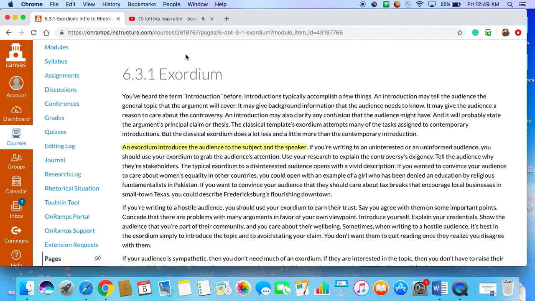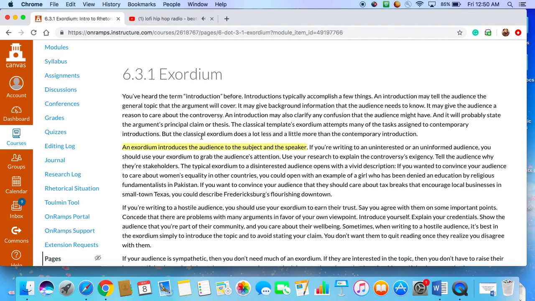Uninformed means they're interested in forming an opinion. They're neither with nor against you because they don't have enough information to be either. They just know the general outline of the topic. And then there is the uninterested, meaning they really don't care, so it's your job to make them care. So the exordium addresses each of those by really trying to catch their interest.